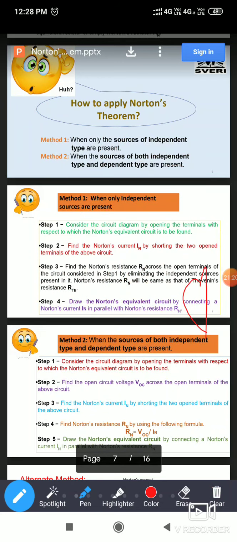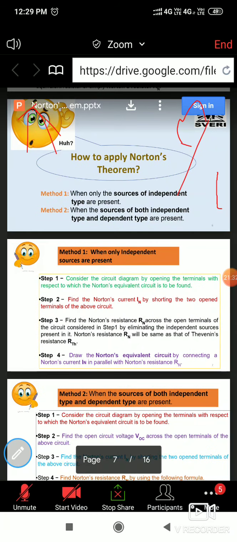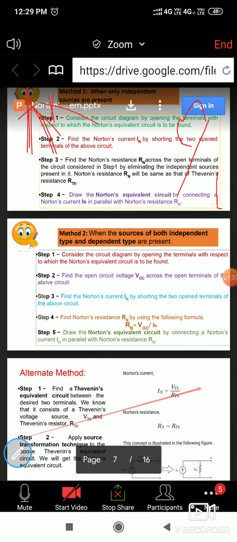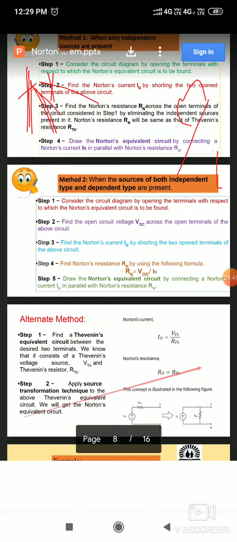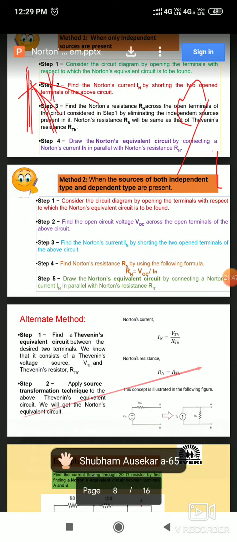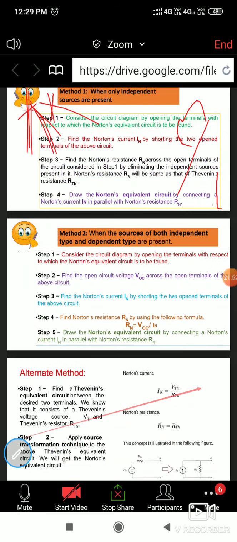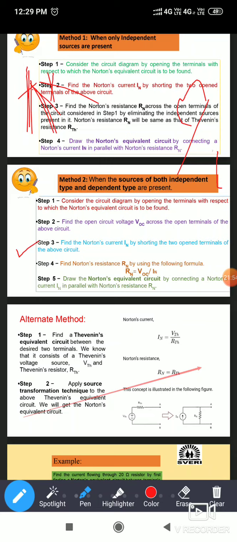Okay. Now next one. Step 4 will be drawing Norton's equivalent circuit. Simply you have to put IN in parallel with RN. Now next case, method 2. In method 2, when at least one dependent source and at least one independent source are present, in that case you can easily apply Norton's theorem. Now I have given 5 steps. IN you can find out here, and there will not be any problem in finding IN.